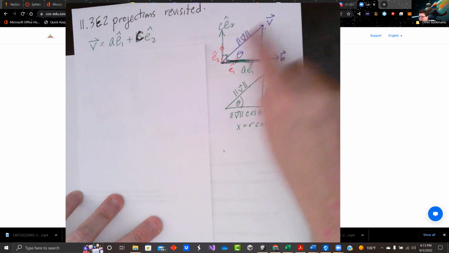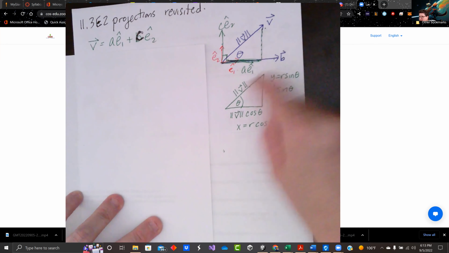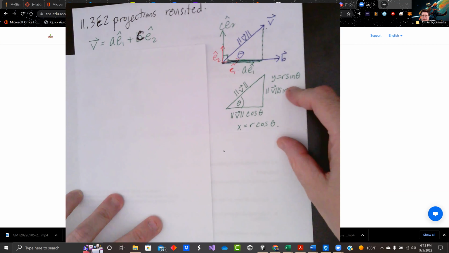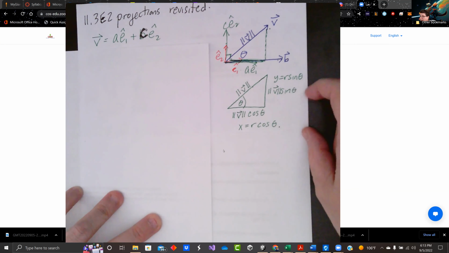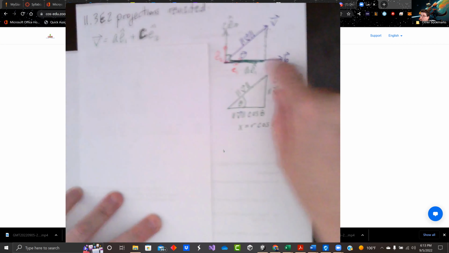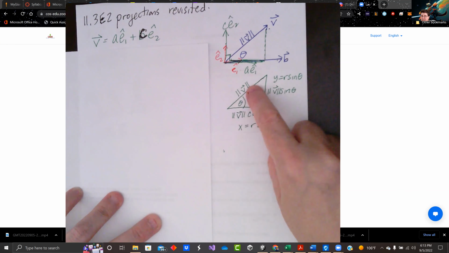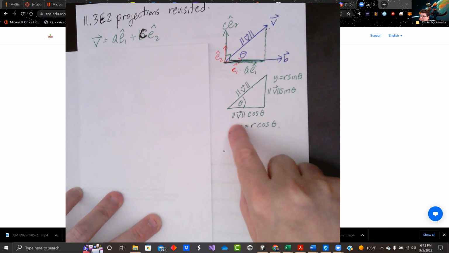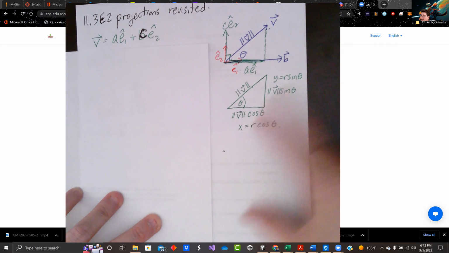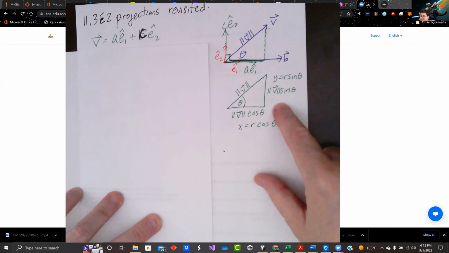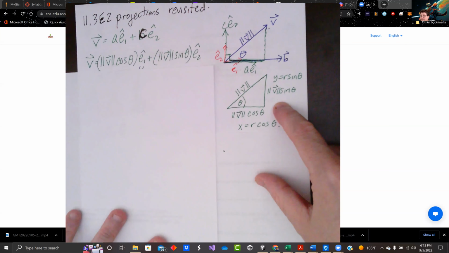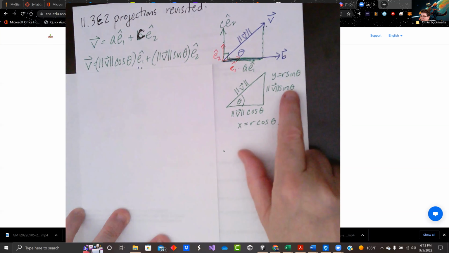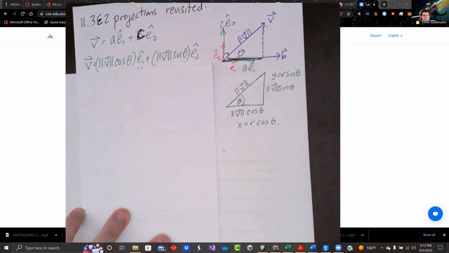Looking at this triangle right here, we can look at our trig values. X is r cosine theta. Y is r sine theta. If I did this as a circle, the radius is the magnitude of V, which means this X side is the magnitude of V cosine theta, and Y is the magnitude of V sine theta. So I'm plugging those in for A and C. Those are my multipliers on E1.